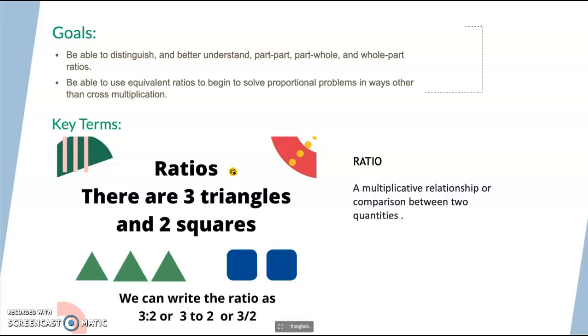Continuing with the goals, there's 2 more to read over, and there's one key term for lesson 23, and that's ratio. So ratio is a multiplicative relationship or a comparison between 2 quantities. Ratios include, in this example, that there are 3 triangles and 2 squares. We can write that in various ways: 3:2, or 3 to 2, or 3/2. And we're going to learn the appropriate language to be using with our children.